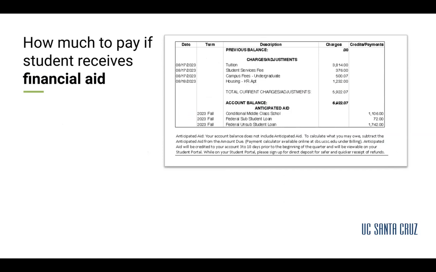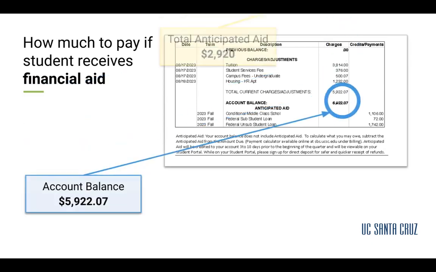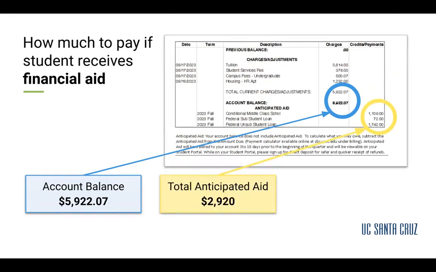If your student has accepted a financial aid package, the account balance on the bill may be more than you are expected to pay. This sample bill includes an account balance and some anticipated aid, which is the amount of financial aid that will be paid or dispersed to the student's account closer to the payment due date. Since the bill does not show any financial aid payments yet, you can calculate how much you owe by subtracting the total amount of anticipated aid from the account balance.